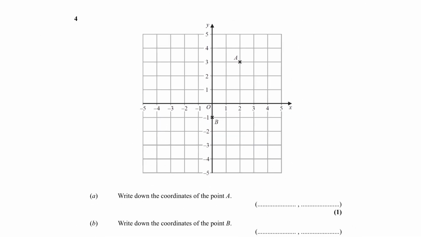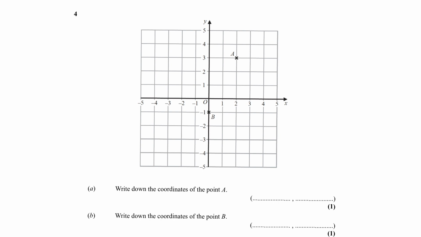And then having a look at question 4, it wants us to write down the coordinates of point A and point B. So point A is here. Remember, with coordinates, you write your x value first, then your y value second. x comes before y in the alphabet. So then you would have 2, 3. And then same here with B. The x value is 0 and the y value is -1.